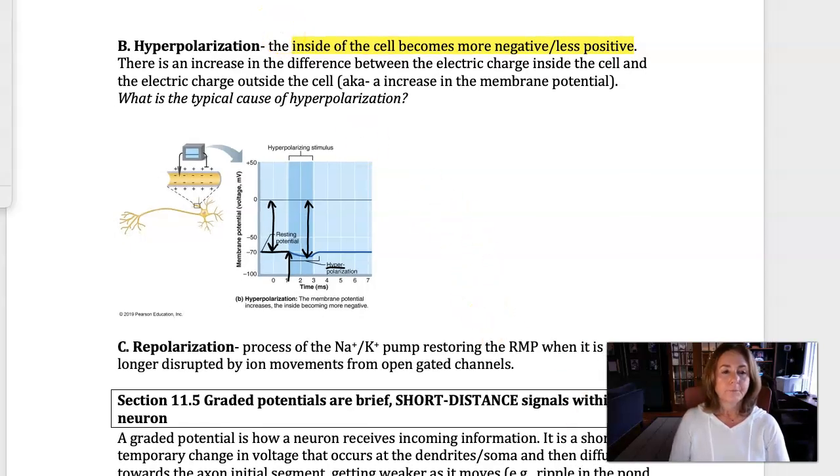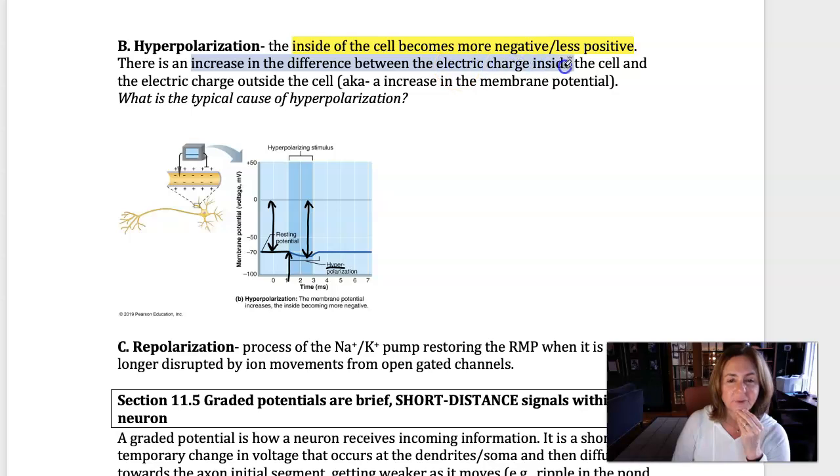So with hyperpolarization, there's an increase in the difference between the electric charge inside and outside of the cell. Okay, there's an increase in the membrane potential. What would be the typical cause of hyperpolarization? That we opened up a potassium channel.